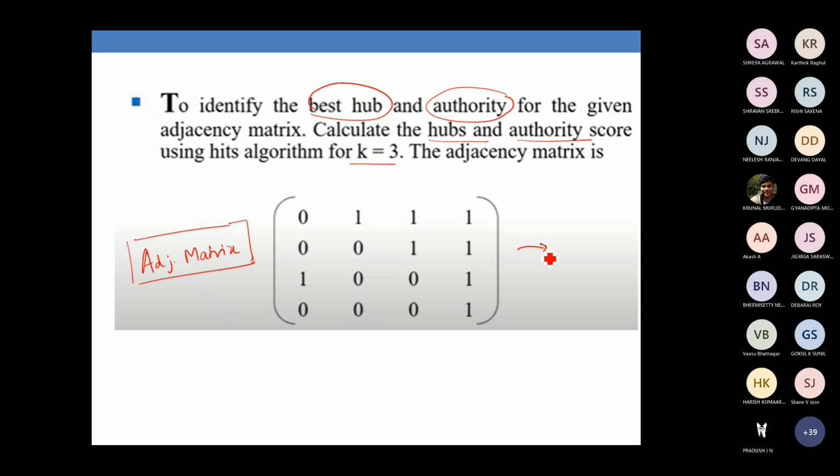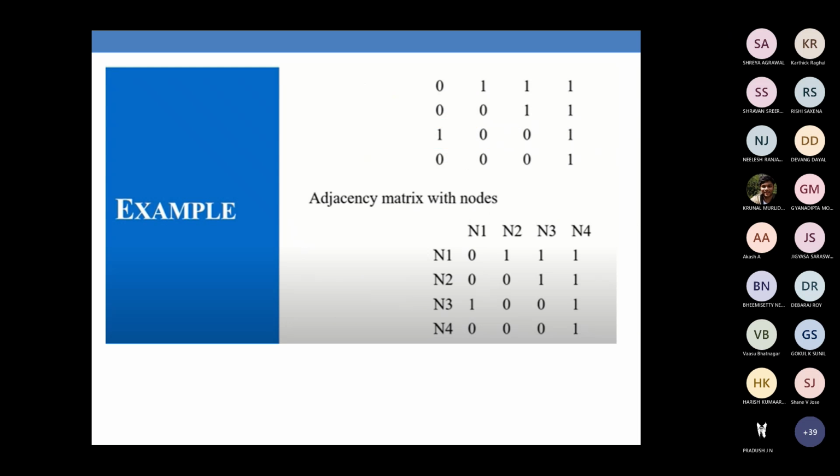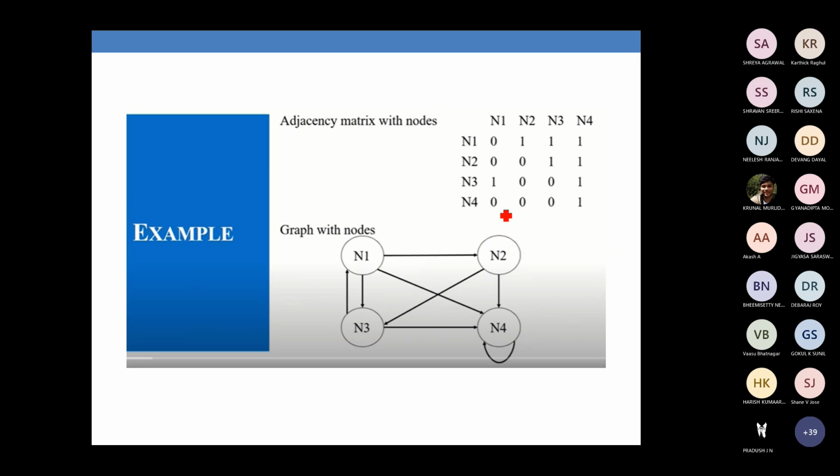Using this adjacency matrix, you first label it. Step 1 is to label the nodes, label the vertices. I'm giving 4 by 4, so obviously 4 nodes are available, so I give 4 labels for my nodes. You convert your adjacency matrix into a graph. If there exist some self loops, for N4 you see there is a 1, so it is actually a self loop. Even then, you consider the self loop also in the hub and authority.